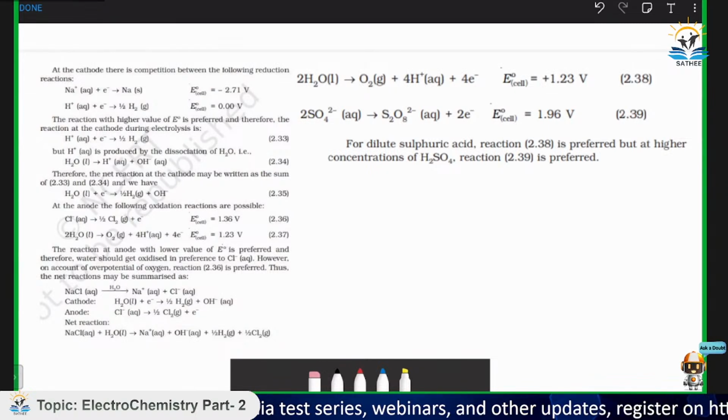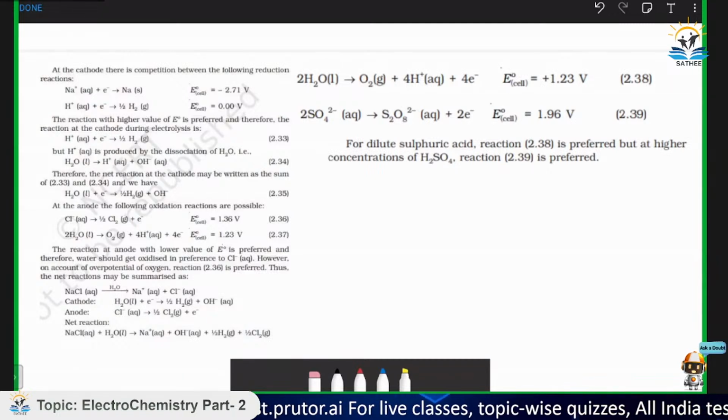But H plus is produced by dissociation of H2O, therefore the net reaction is H2O plus electron gives half H2 plus OH minus. H plus plus electron gives half H2 has been represented with a cola. Usually, depending on convenience, you will use the 2.35 equation.